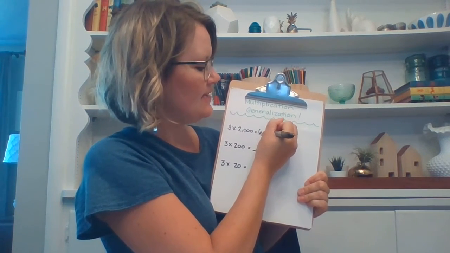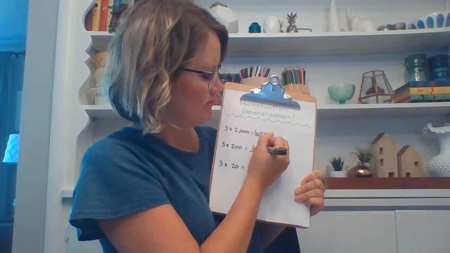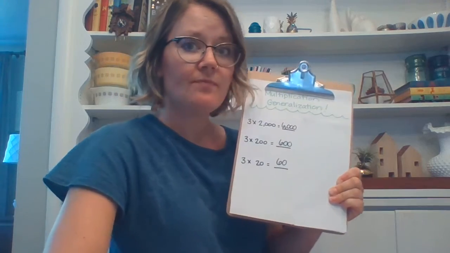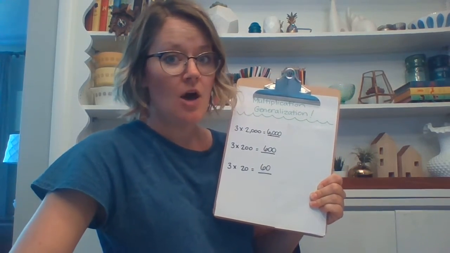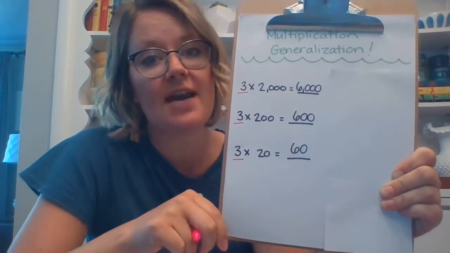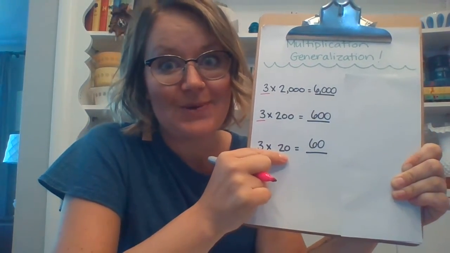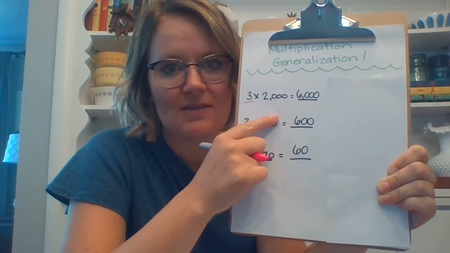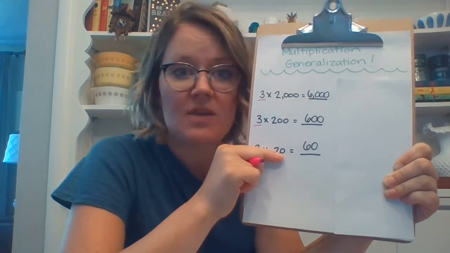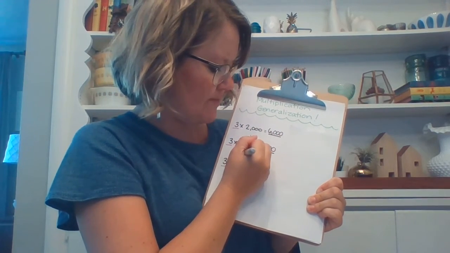is 6,000. As I'm writing these, I want you to think about what you notice. 3 times 200, 600. 3 times 20, 60. Now, if I were to ask you what you notice, hopefully all of you would notice that we're multiplying by 3 every single time. That's staying the same. And also, you might notice that it's losing a 0 each time, right? That factor, 2,000 to 200 to 20. So it's shifting over one place value, which means it's dividing by 10 each time.